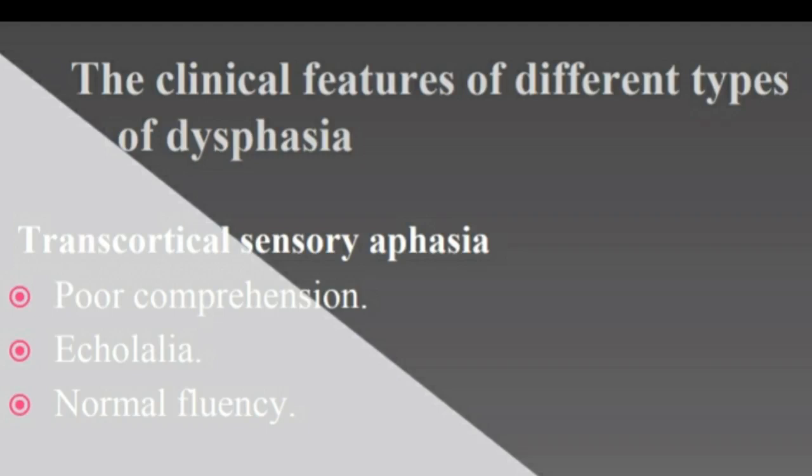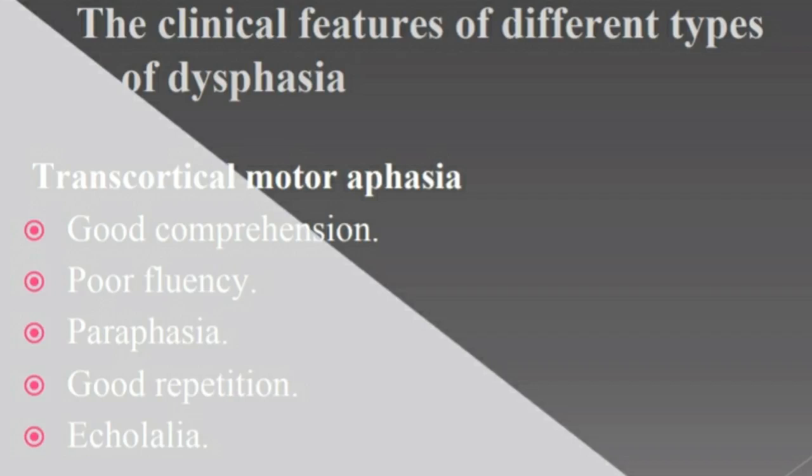Please concentrate: normal fluency, because the area of production, which is Broca's, is not disconnected, it is still functioning. Also, I forgot to mention, it is also characterized by normal repetition. Please, again, it is transcortical sensory aphasia. The area of comprehension, Wernicke's, is almost always disconnected from the language area. So there will be poor comprehension, echolalia, with normal fluency and normal repetition.